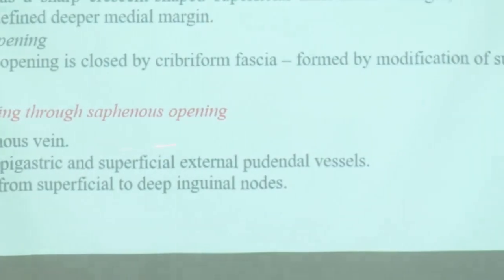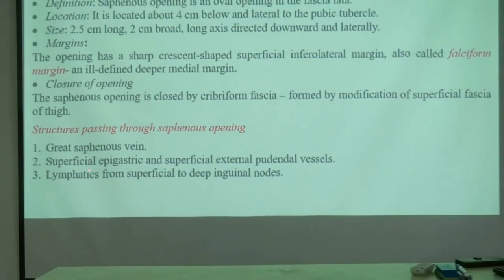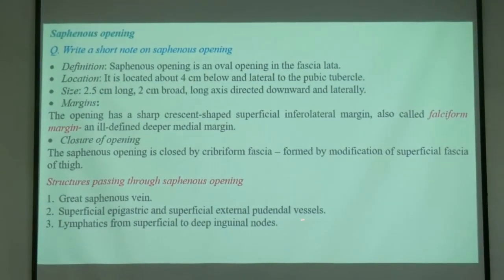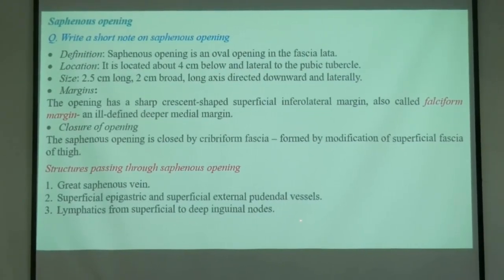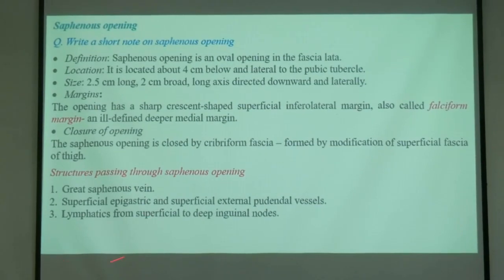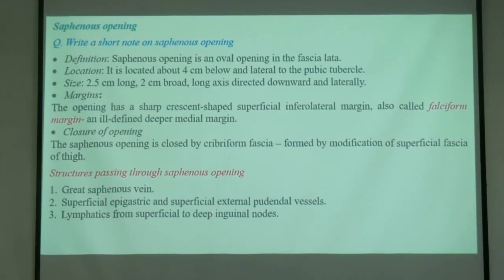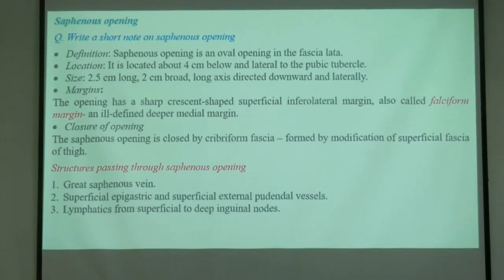That is very frequently asked in viva. Also can come as a part of OSPE question. So, great saphenous vein, superficial epigastric, superficial external pudendal vessels, and lymphatics from the superficial to deep inguinal nodes. So, these are the structures passing through the saphenous opening.